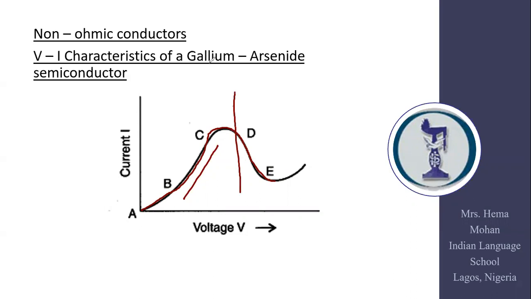So if you look at this region, this is the negative resistance region. If you look at this region, this is the non-linear region. If you look at this region, this is the linear region. So again, we see that this substance does not obey Ohm's law. And another example for non-ohmic conductors. Please understand, these are not the only substances which do not obey Ohm's law.